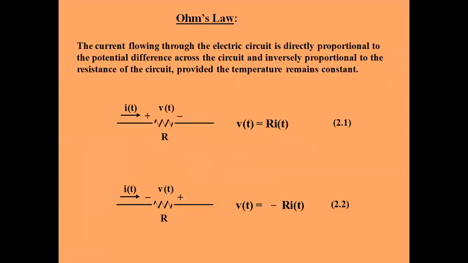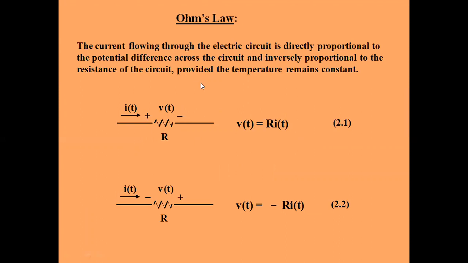What is Ohm's law? The current flowing through the electric circuit is directly proportional to the potential difference across the circuit and inversely proportional to the resistance of the circuit, provided the temperature remains constant.